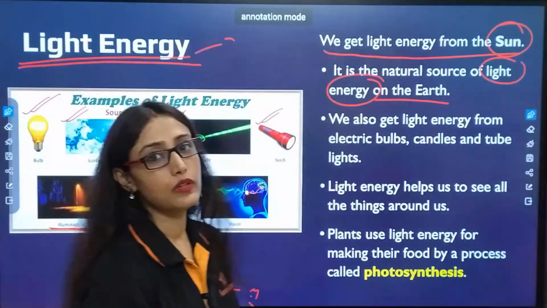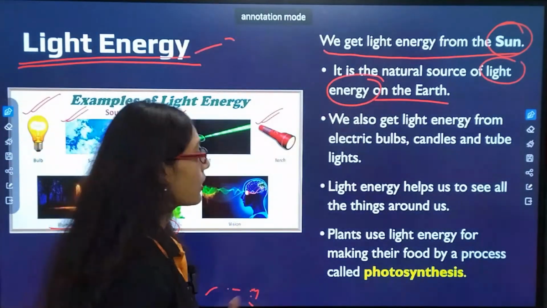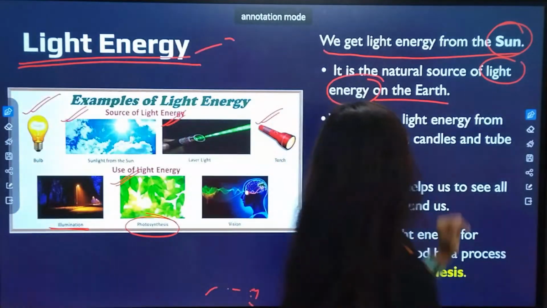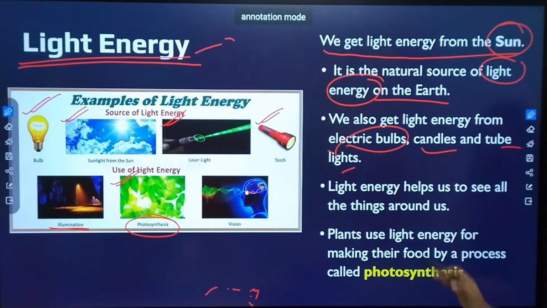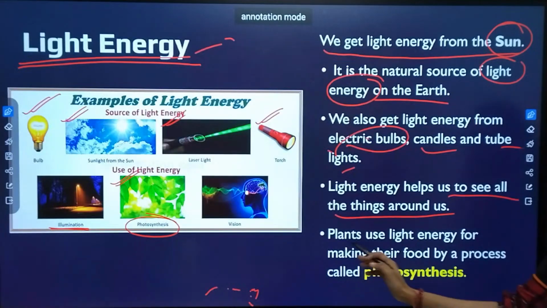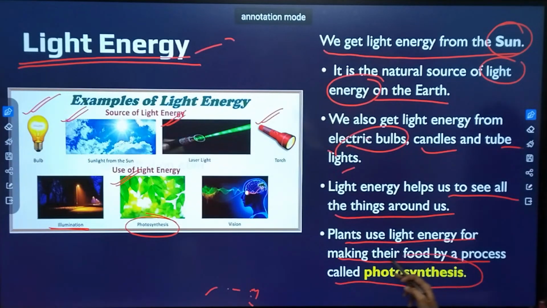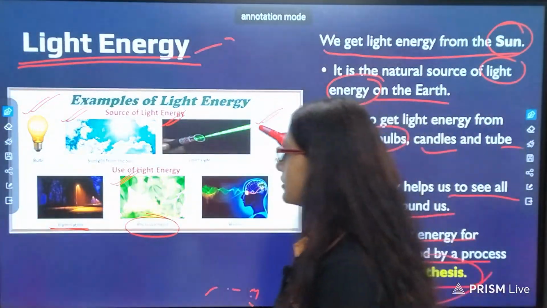So this is how light energy works. We get light energy from electric bulbs, candles, tube lights, etc. What is the function? It helps us to see everything around us. Even plants use light energy for making their food by a process called photosynthesis. Right? Clear? Done? Okay.